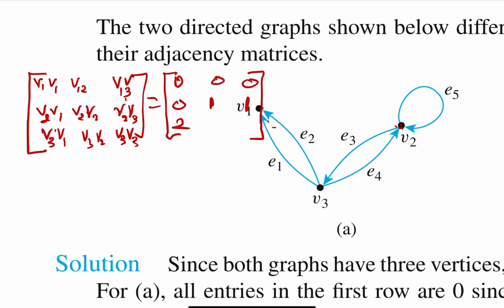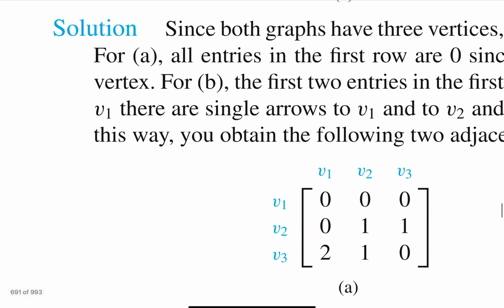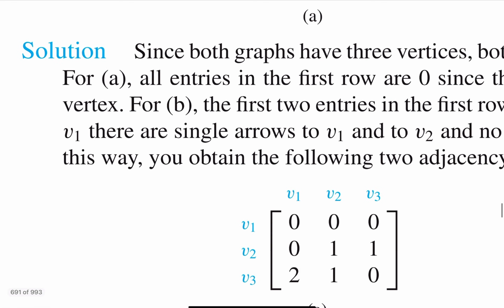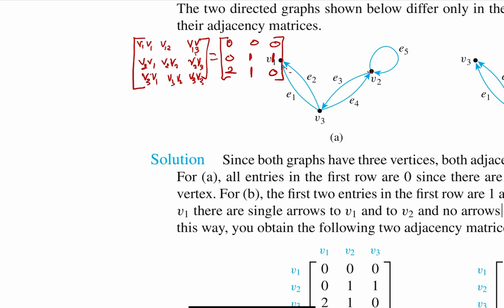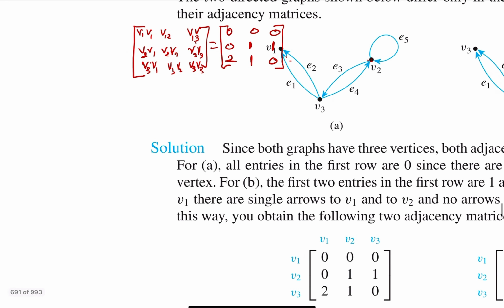At the vertex v3, we have only one edge going to v2. Then we have to put 1 here. And v3 to v3, we don't have a loop. It's 0. Let's check. We have exactly the same thing here.